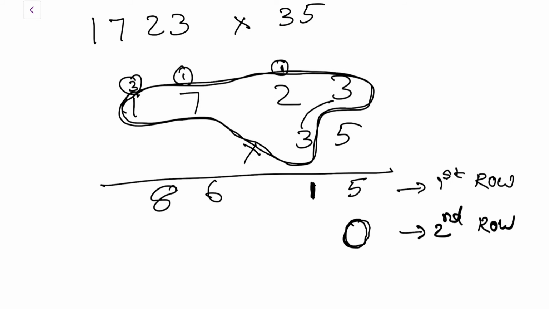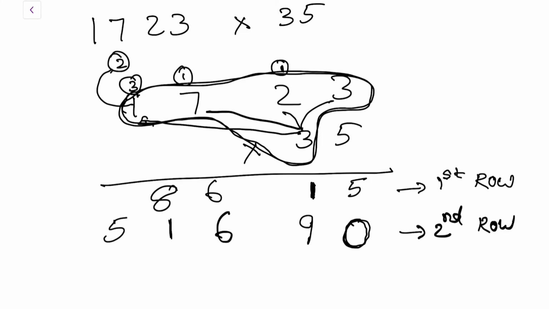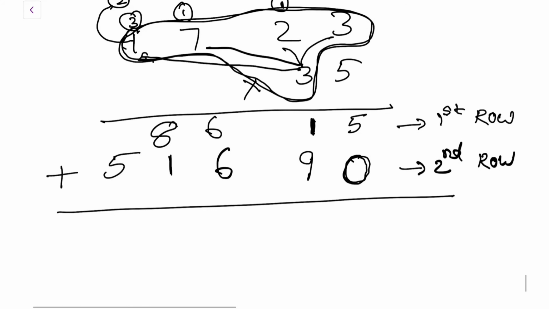3 into 3, 9. I put it here. 3 into 2, 6. Very good. 3 into 7, 21. So 1 and 2 gets carried over. Then again 3 into 1, 3. 3 plus 2, 5. There is your second row. And finally, you just have to add both the rows.